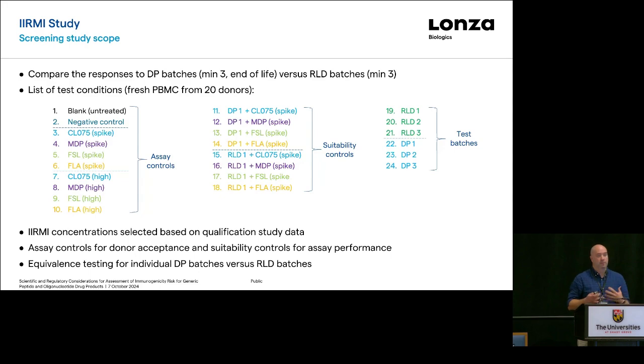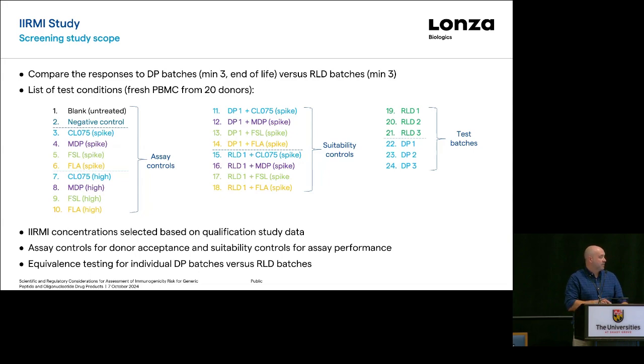Do we see any boosting when we spike the CL075 alone when it's in the DP? If we have the same RLD samples alongside, we can work out whether that's anything to do with the API or whether it's anything to do with impurities. So that gives us a kind of extra level of interpretation.